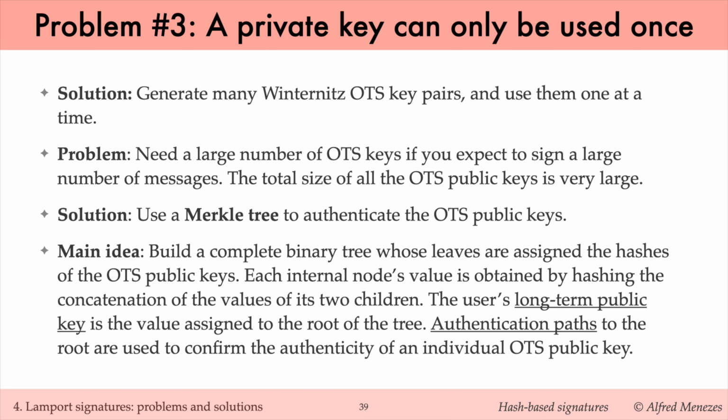A Merkle tree is a complete binary tree whose leaves represent the hashes of the individual OTS public keys. Each internal node's value is obtained by hashing the concatenation of the values of its two children, recursively building up to a single root hash. This root hash serves as a user's long-term public key. Authentication paths to the root can be used to efficiently confirm the authenticity of an individual OTS public key, as we'll see next.